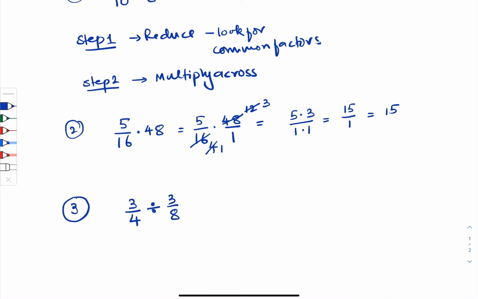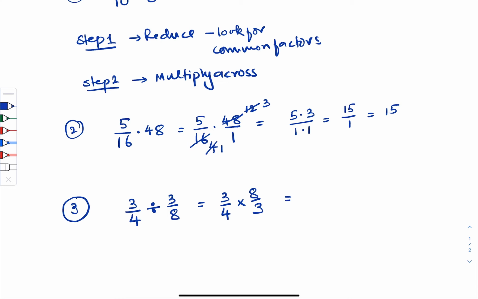Okay, now when you have a division sign out here, what you should do is you should change the division to a multiplication. And the rule out here is when you change the division to a multiplication sign, then this fraction gets flipped on its head. So let's go ahead and apply that. So 3 over 4 times 8 over 3. You see, I changed the division to a multiplication, and then I took this fraction and I inverted it, meaning I flipped it on its head, giving me 8 over 3.